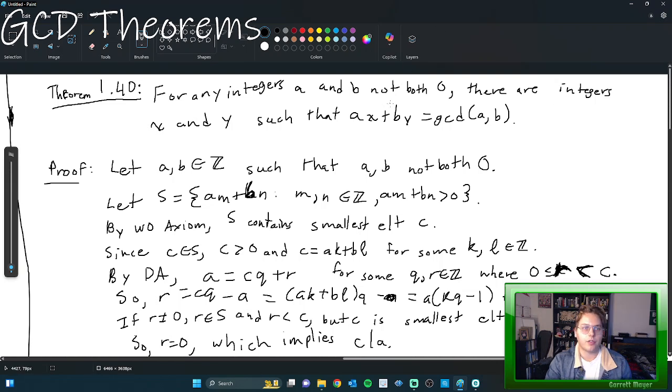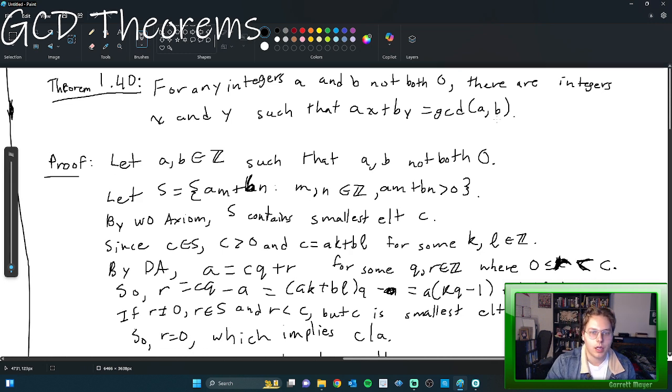So that shows that for any integers a and b not both 0, there are integers x and y so that ax plus by is the GCD of a and b. And what this gives us is a useful way to write out the GCD. If we want to discover something about the GCD of a and b, what we can do is write that GCD out as ax plus by, and then we can do algebraic operations and prove things about the GCD.